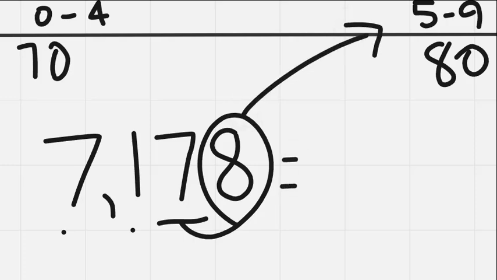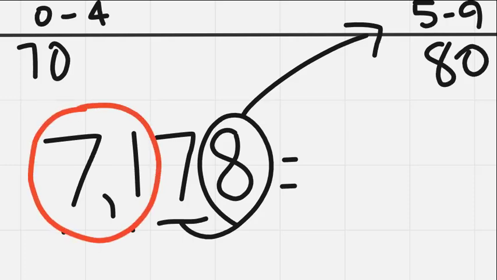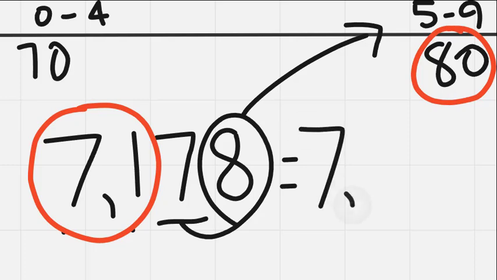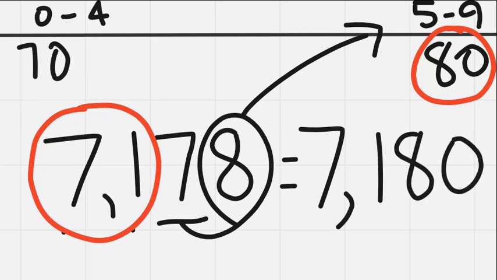So when we round, we're going to copy the 7 and the 1 for 7,100 and then copy 80 because the 8 tells 78 to round up. So 7,178 rounds to 7,180. Be sure to check your work.